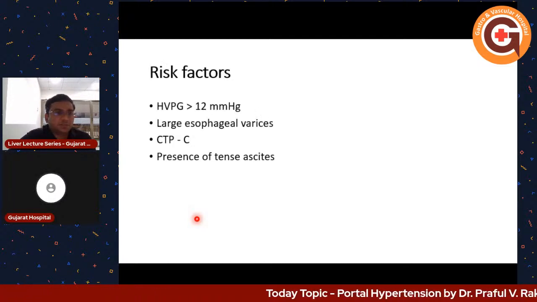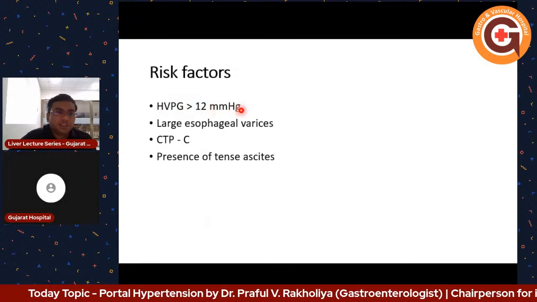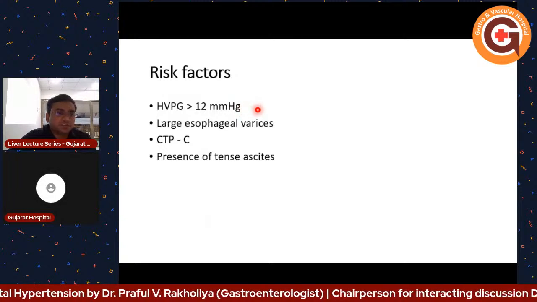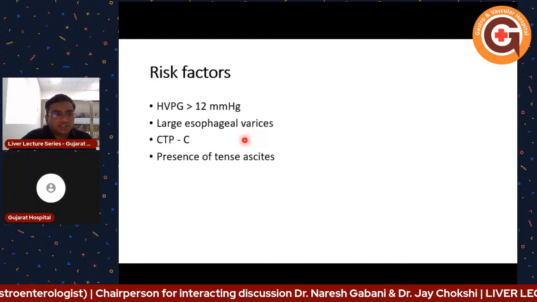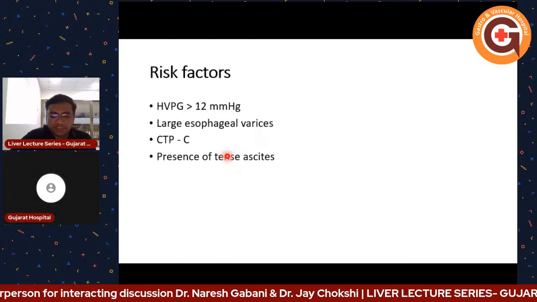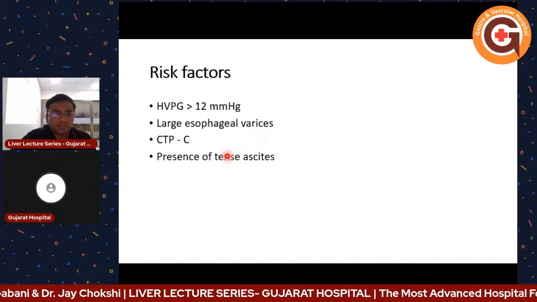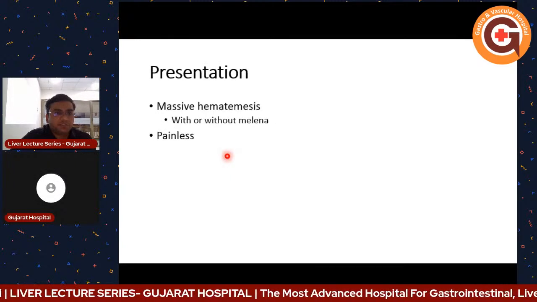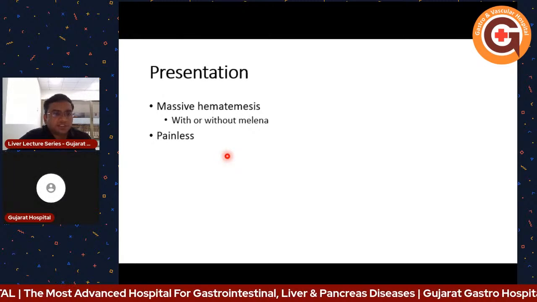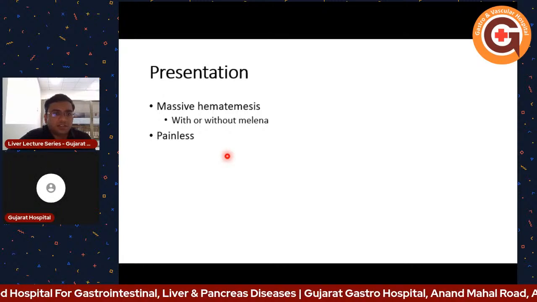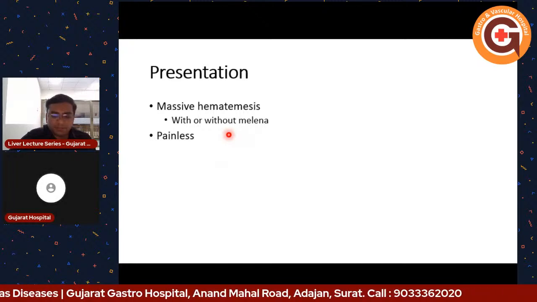What are the risk factors for the development of variceal bleeding? One, as we already discussed, is HVPG more than 12 mm Hg, which increases the risk of rupture of varices. The others are large esophageal varices, CTP class C, and the presence of red signs. These are the 4 risk factors which can increase the risk of variceal bleeding. What will be the presentation? The patient will present with hematemesis, with or without melena. If the patient has melena also, then we can say the patient had a very massive hematemesis, and it will be painless.